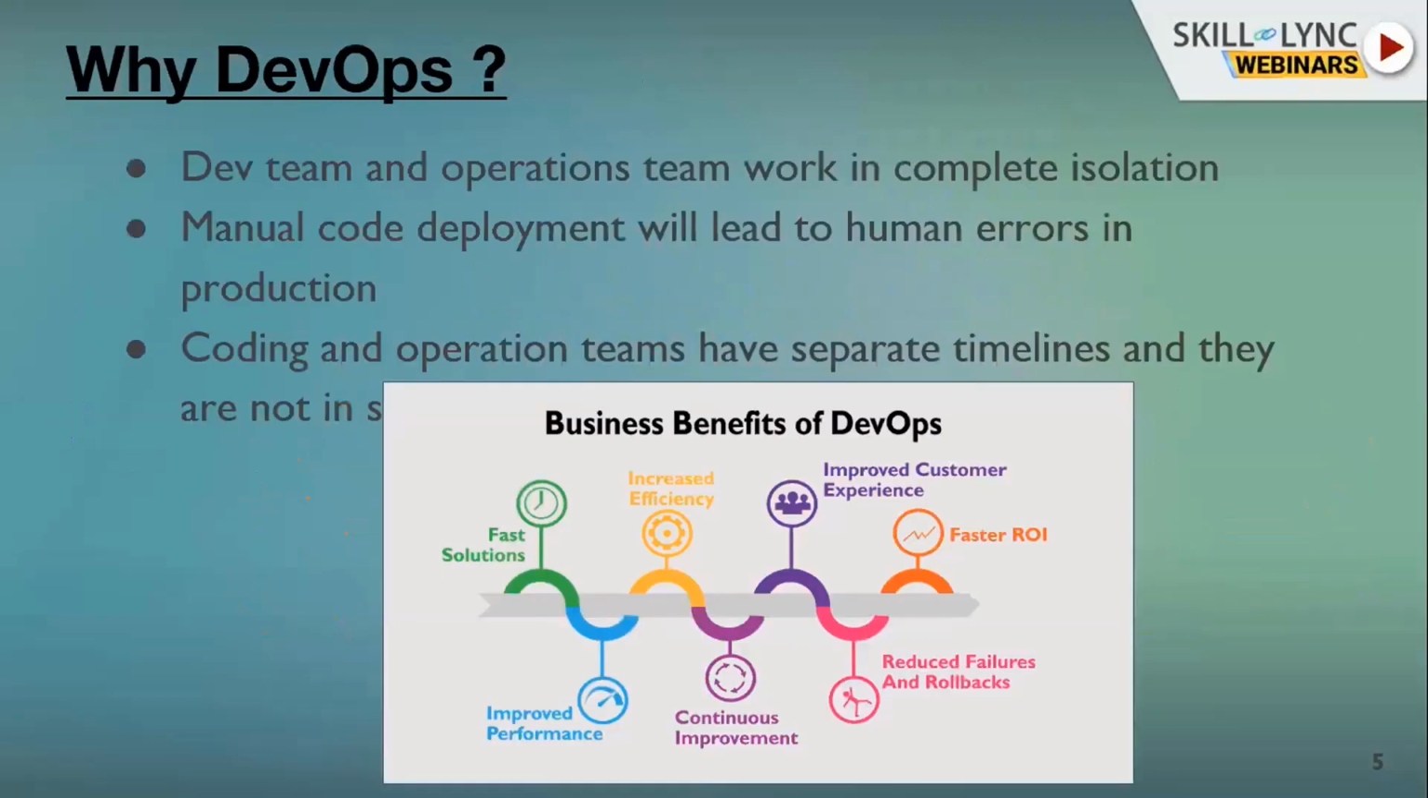As we have talked much about the DevOps journey and what DevOps is, now we will talk about why we need DevOps. The development team and the operations team worked in complete isolation. When DevOps was not there, the dev team and the operations team had their own timelines. They didn't have better communication. They didn't communicate with each other. They worked in silos, right?